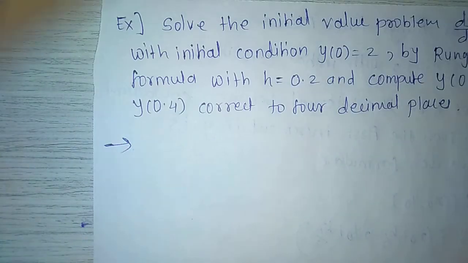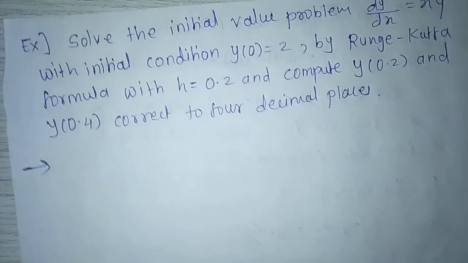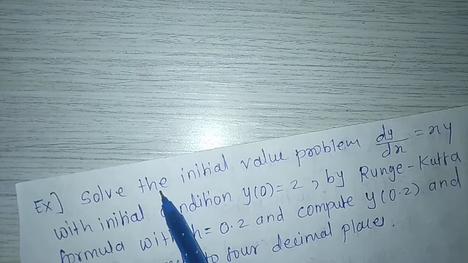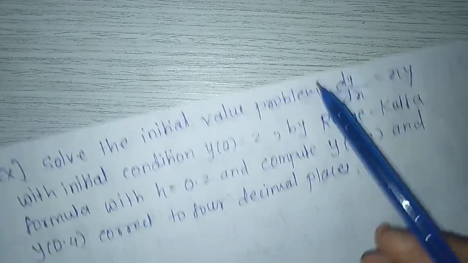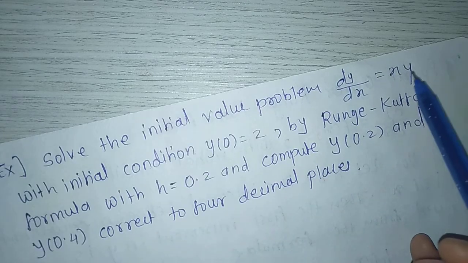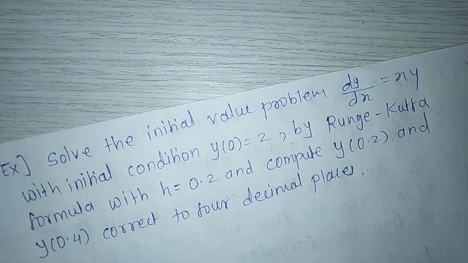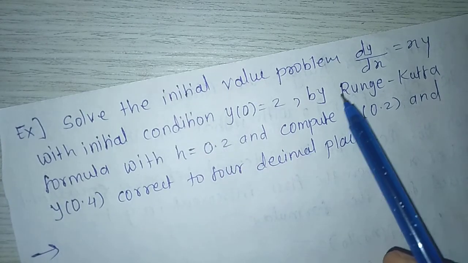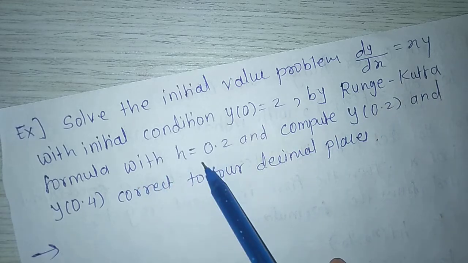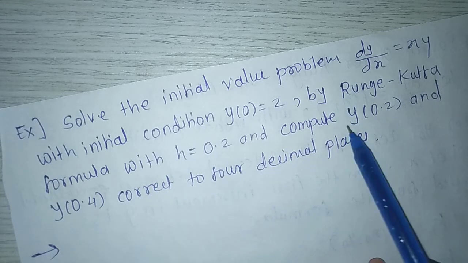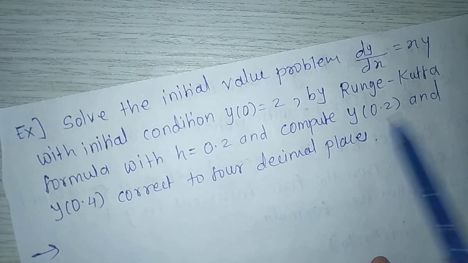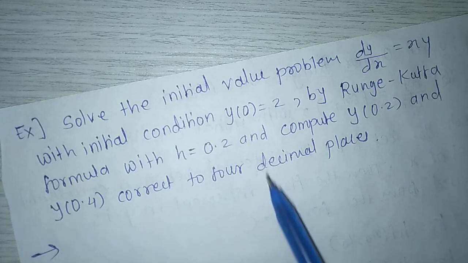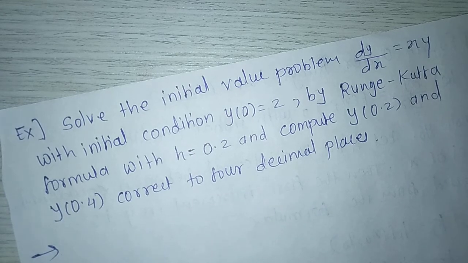Next example. Solve the initial value problem dy by dx equal to x into y with initial condition y of 0 equal to 2 by the Runge-Kutta formula with h equal to 0.2, and compute y of 0.2 and y of 0.4 correct to 4 decimal places.